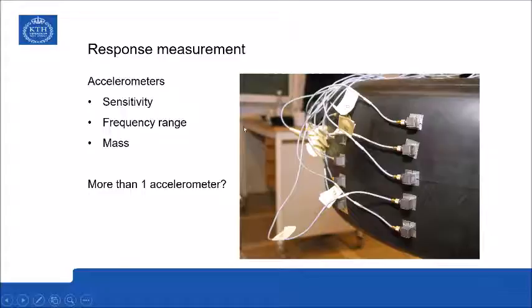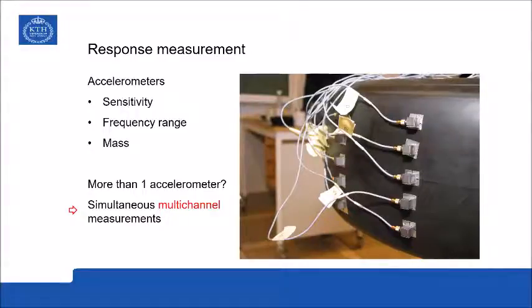So why do we need more than one accelerometer then? Well, the answer is that if we can use a simultaneous multi-channel measurement system, then we can measure, in this case, 5 frequency response functions simultaneously, and that speeds up the measurements, of course.